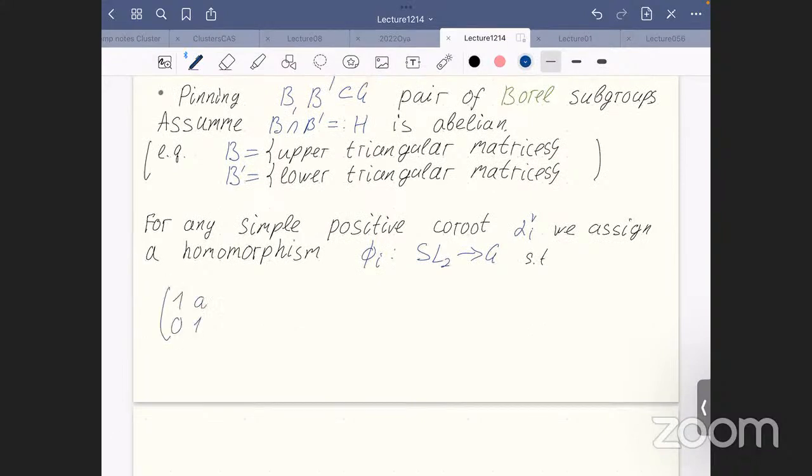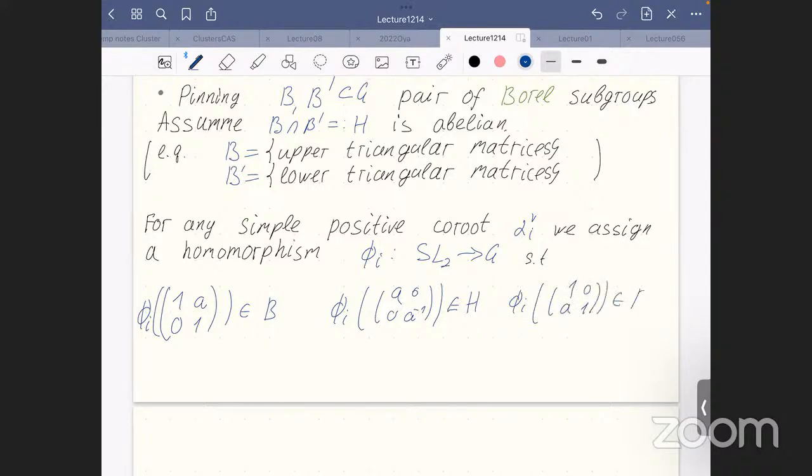upper triangular matrices go to B, diagonal matrices go to the Cartan intersection, and lower triangular matrices go to the opposite Borel. One can think about this as a choice of Chevalley basis.